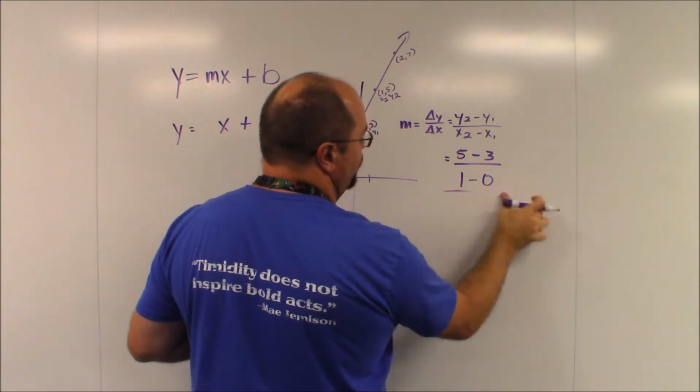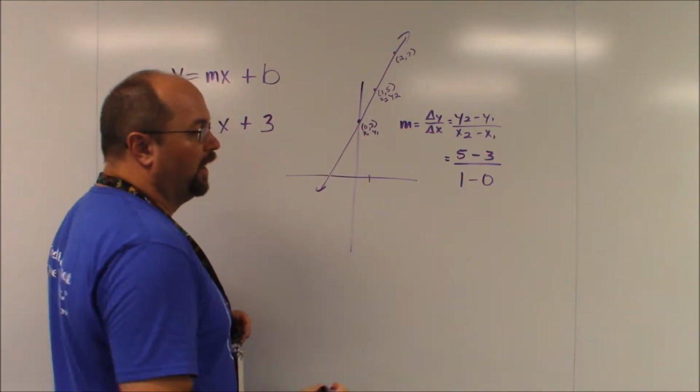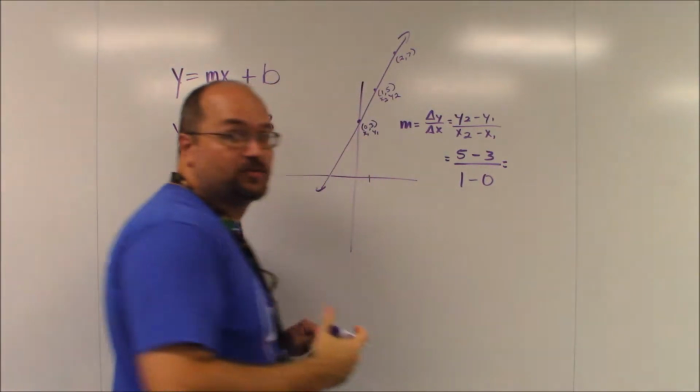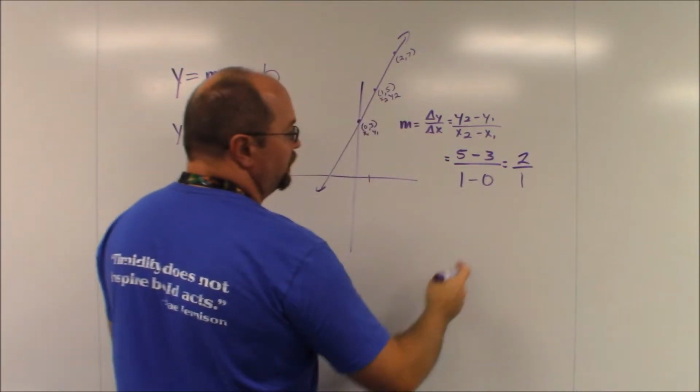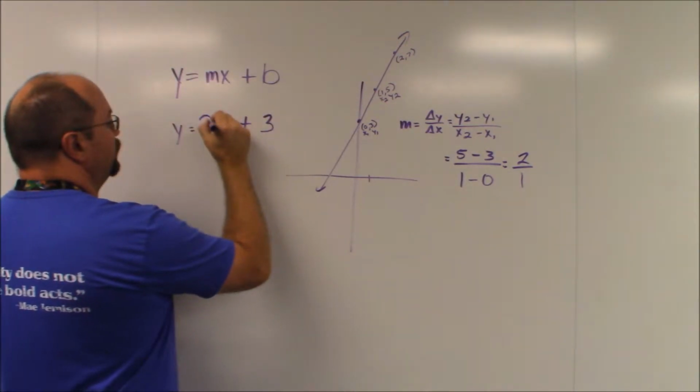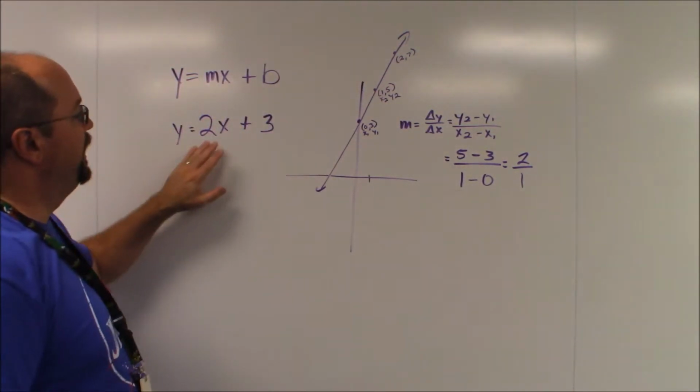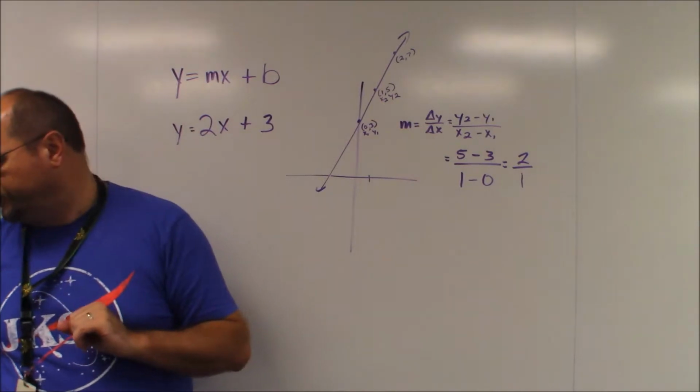And you can kind of see why I chose the values that I chose. So what we end up with is 5 minus 3 gives me 2, and 1 minus 0 gives me 1. And so my slope is 2. And so I get y equals 2x plus 3.